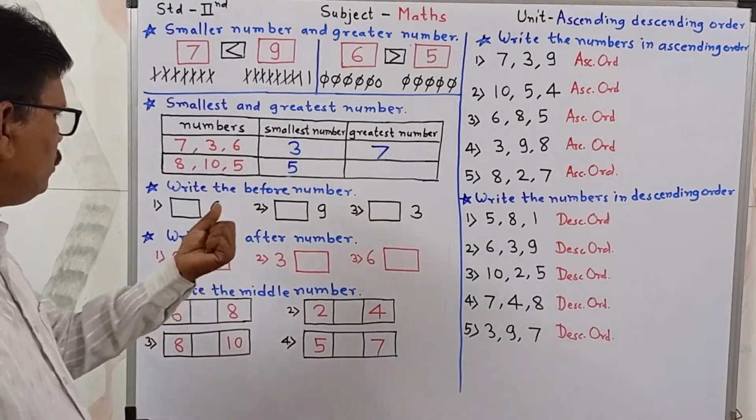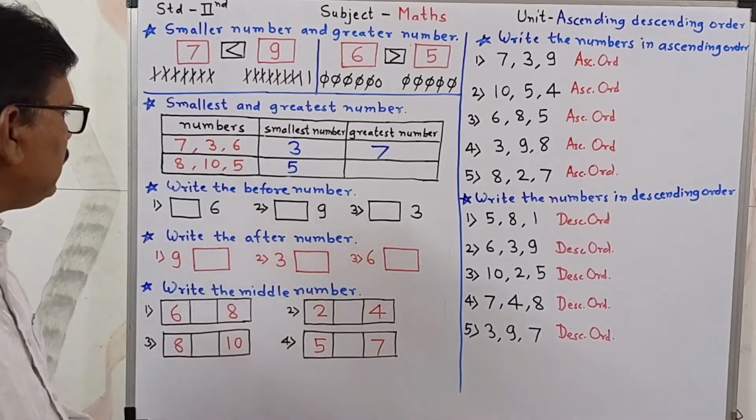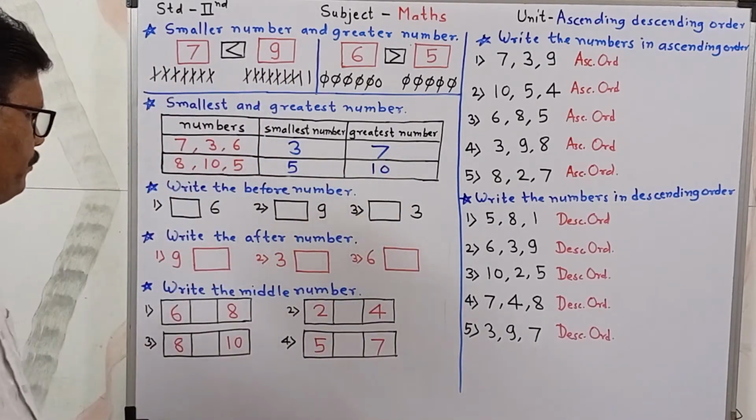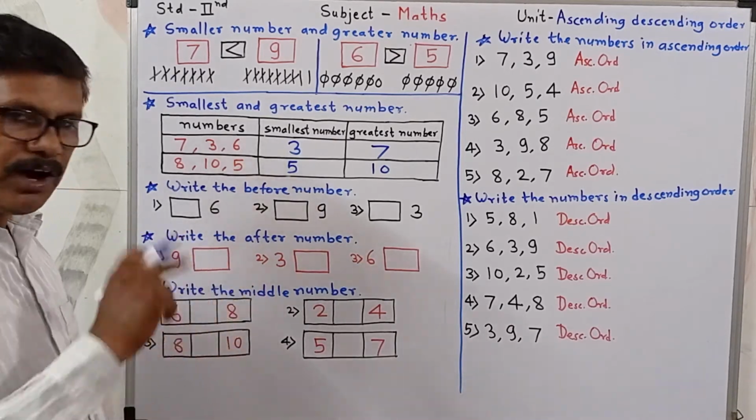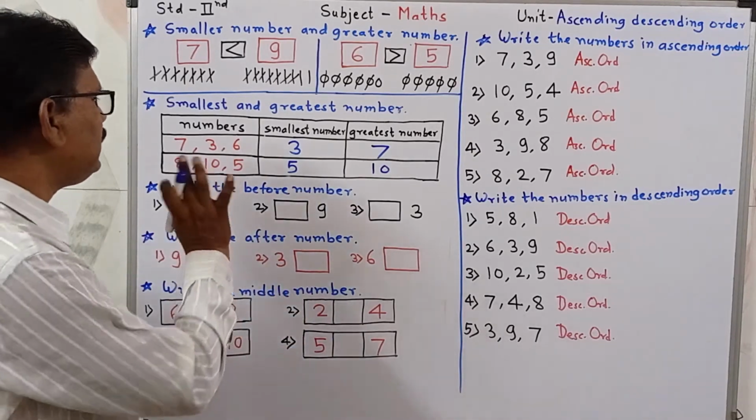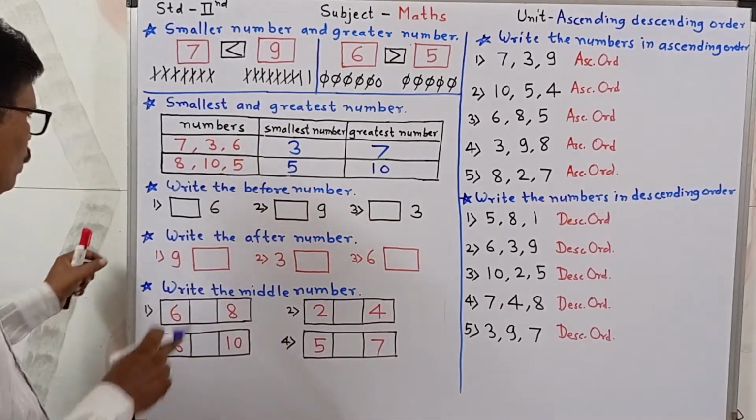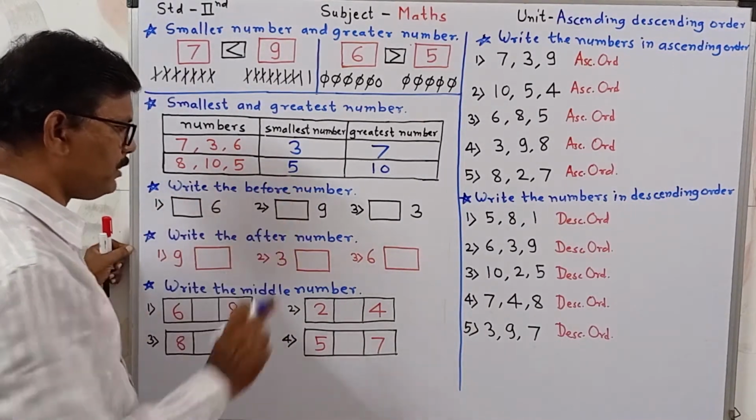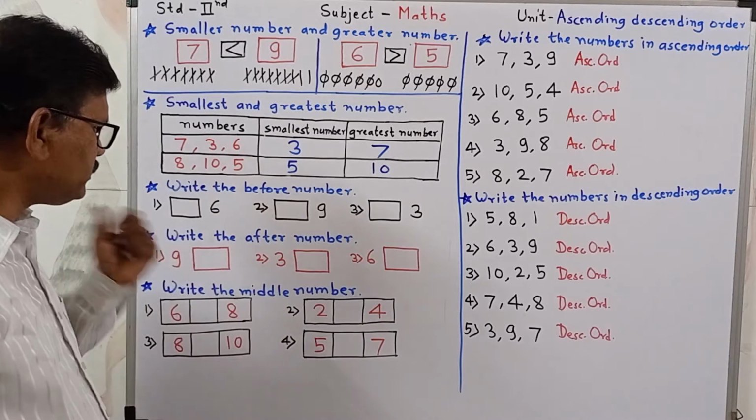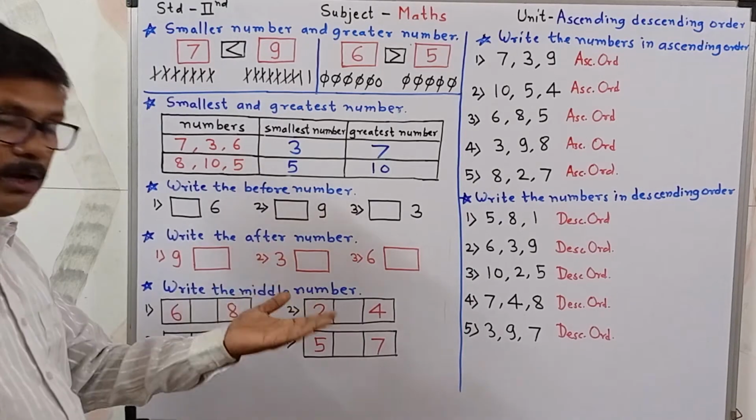And 6, 7, 8, 9, 10. Who came last? 10. So 10 is the greatest number. The number which comes first is the smallest number and the number which comes last is the greatest number. Very simple method. Okay. Now write the before number. How to determine, how to write before number? So here is 6 before number.